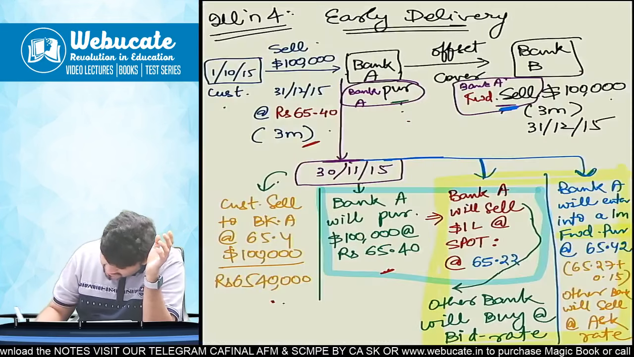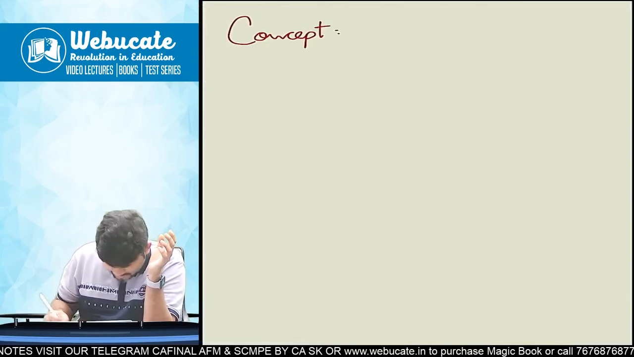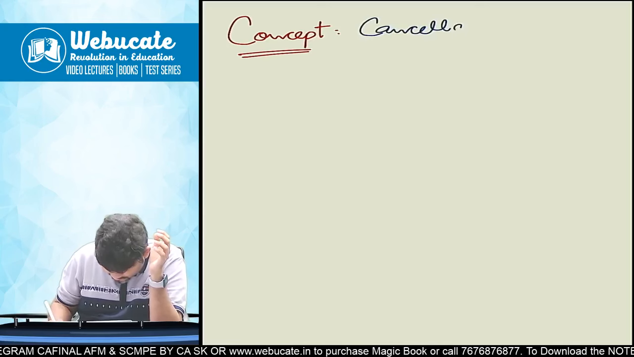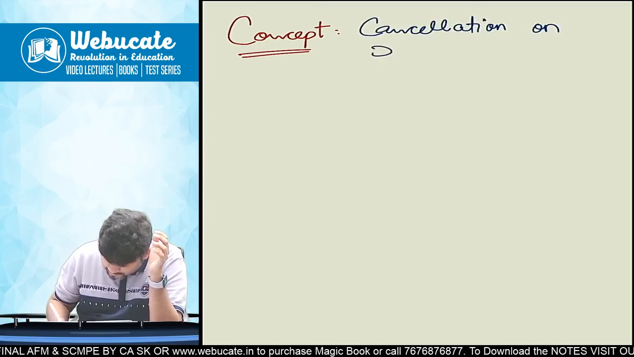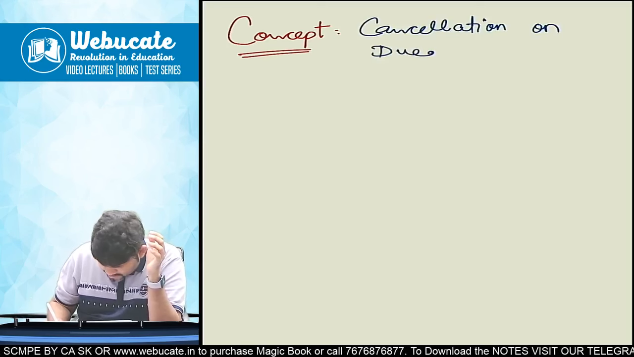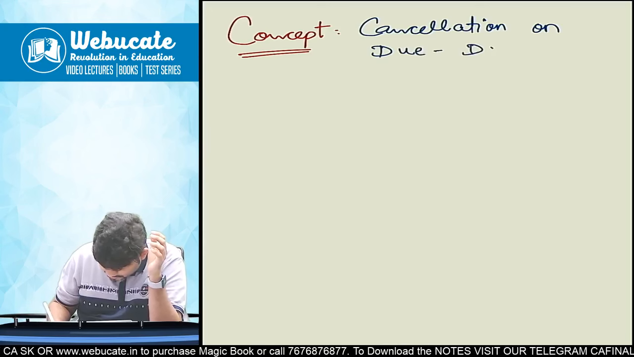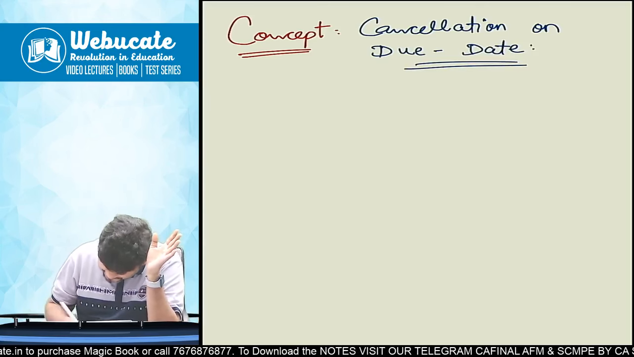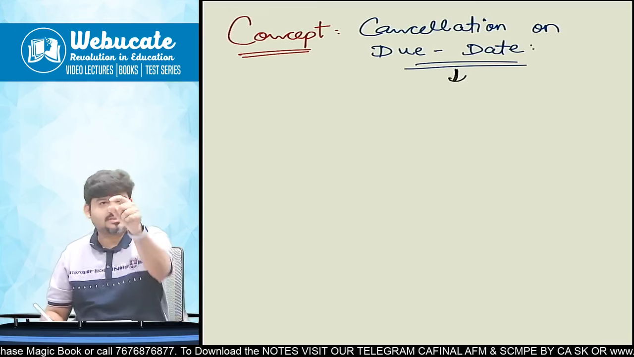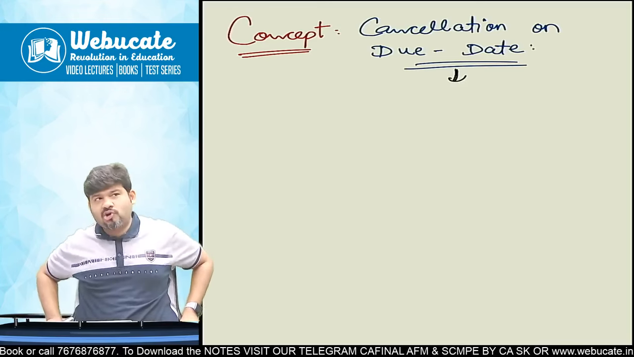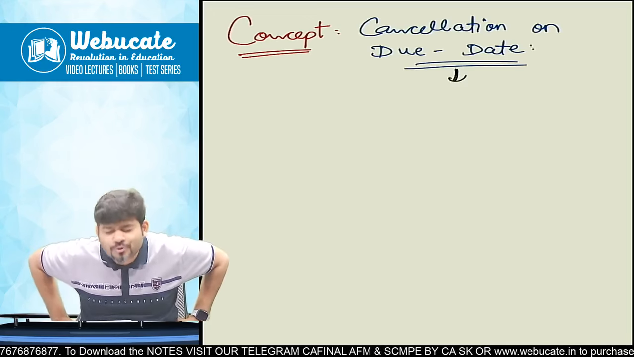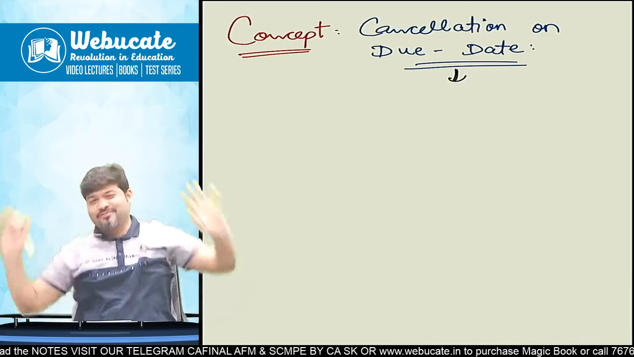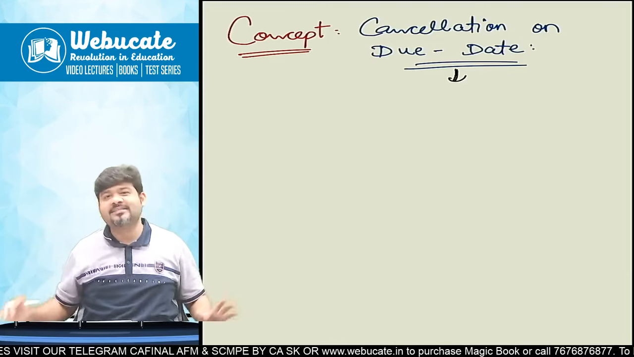Now, we start with cancellations. So the concept is cancellation on due date. Suppose you are the bank and I am the customer. On the due date, I come to you and say, I don't want your forward purchase, I don't want the forward sale, I don't want to enter into any transaction with you. I am canceling the transaction.